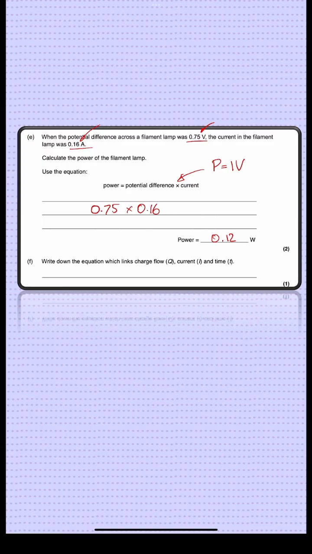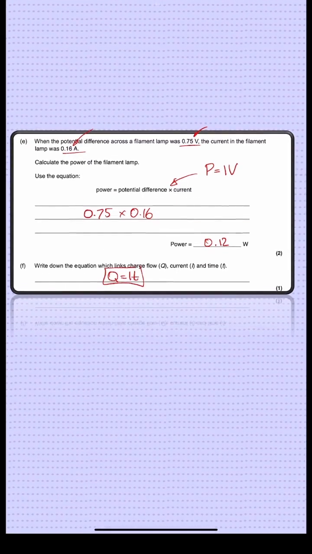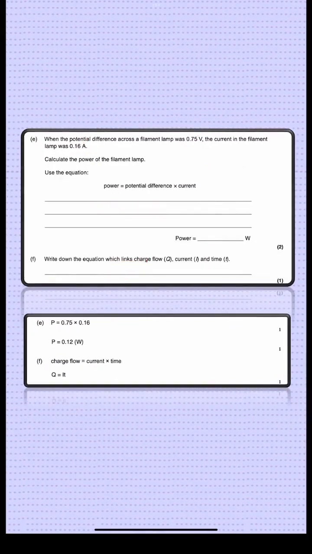Next question, write down the equation which links Q, I, and T. Q equals IT, we've written that down already as one of our equations on our list. So, yep. That was fine. Q equals IT. You can write it in words as well. That's fine as well. Well done.